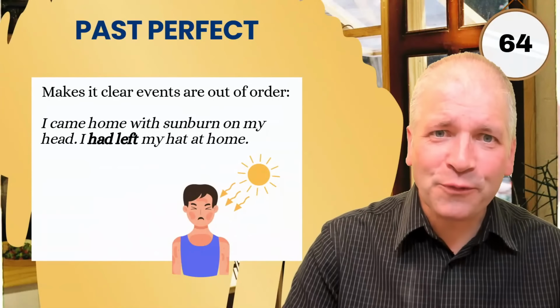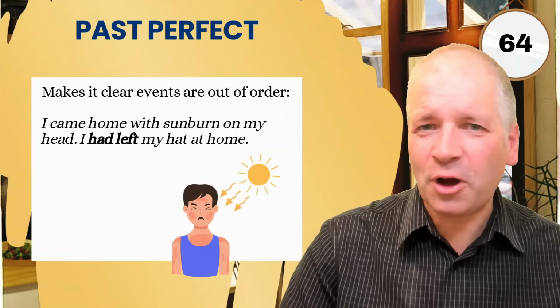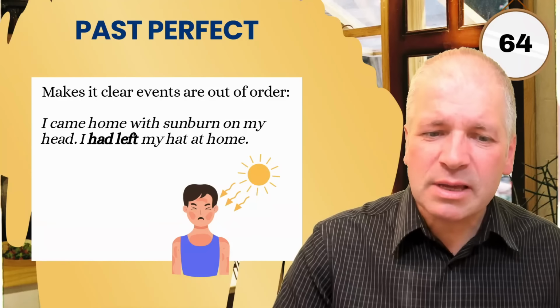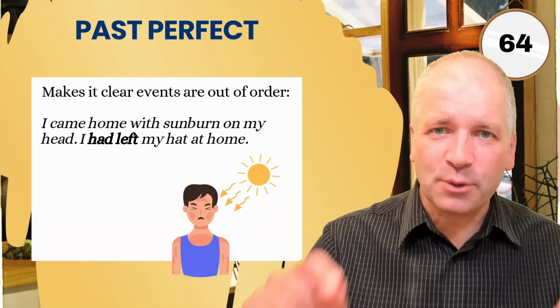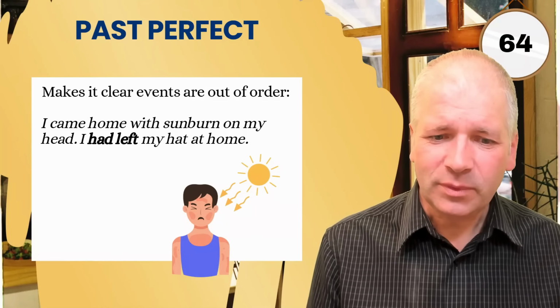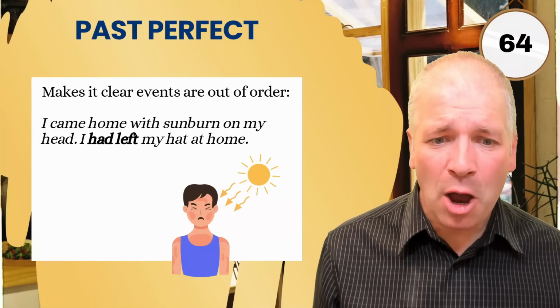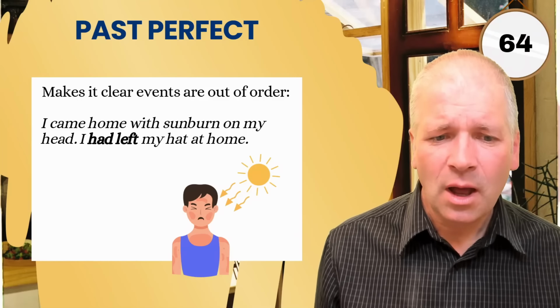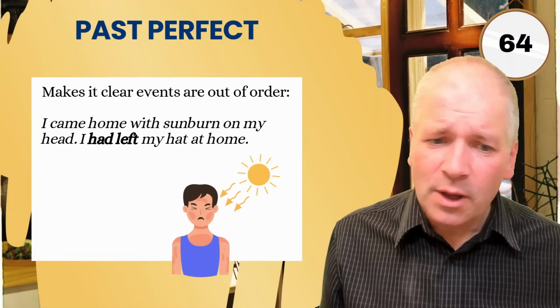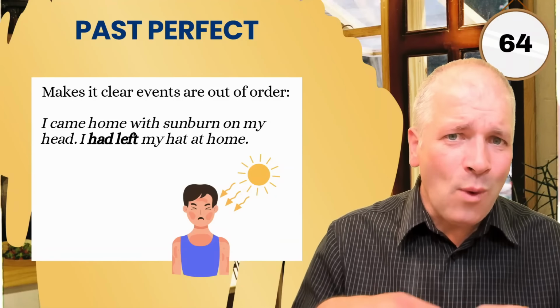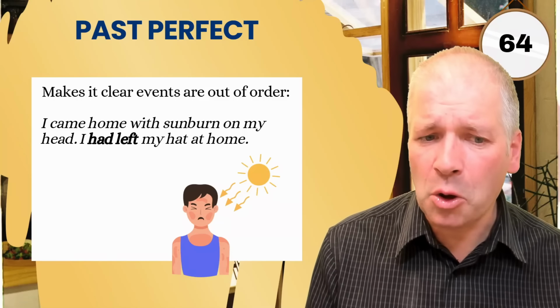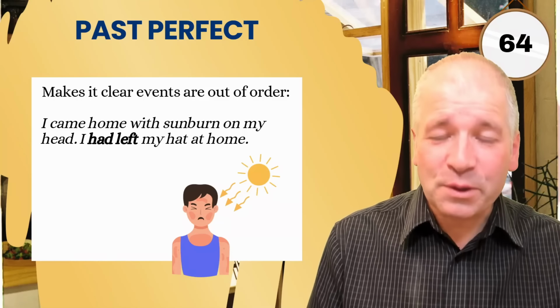The past perfect is an advanced feature of English tenses, and we use it to make it clear events are out of order in time. For example, this man, I came home with sunburn on my head. I had left my hat at home. The events are out of order. When did he leave his hat at home? Before he got the sunburn.